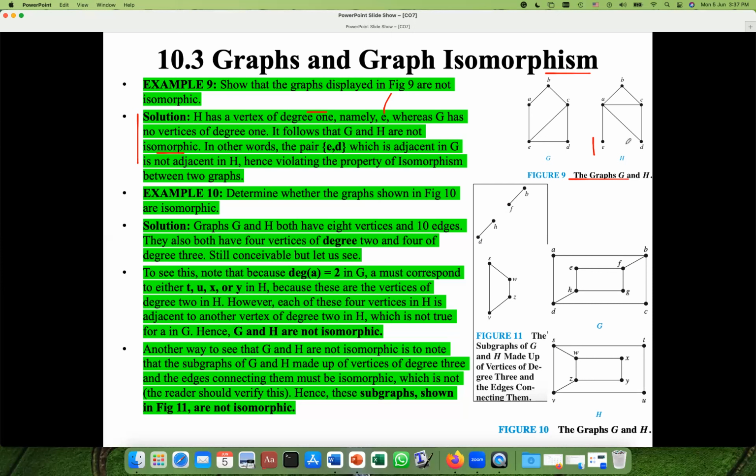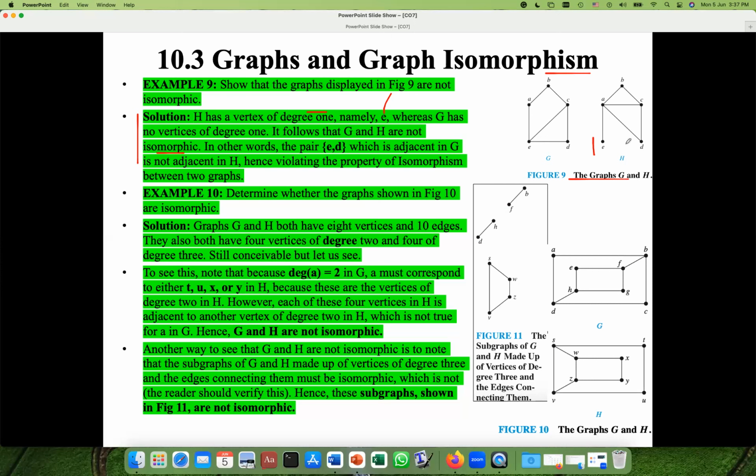Now, determine whether the graph shown in figure 10 is isomorphic. Now this one, figure 10, these are the graphs G and H. Show or determine whether these graphs in figure 10 are isomorphic. So now they may be isomorphic, you have to show. It can be not.